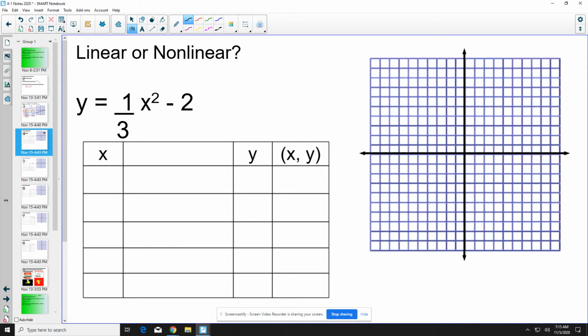All right. What I want you to do now is copy the table. And when you copy the table, put your equation here. This one's a little different because x is to the second. Okay, so I want you to pause the video, copy your table, and also draw an x and y axis. And when you have what's on my screen copied, then hit play. Go ahead and pause the video now so you can get that copied.